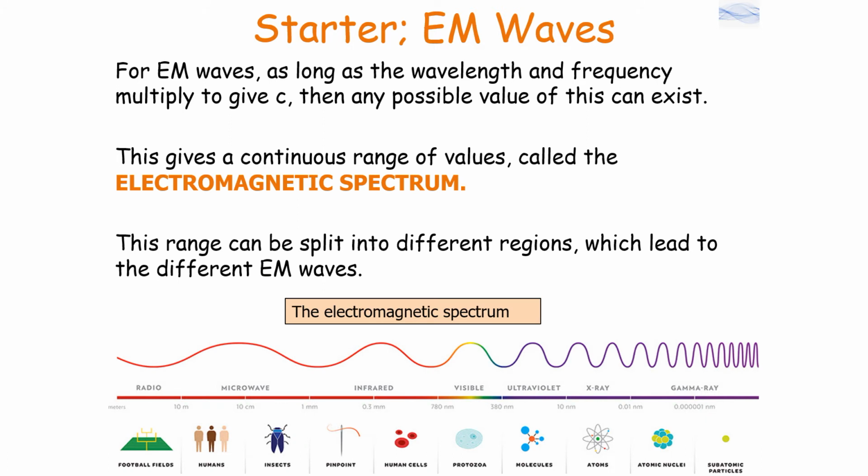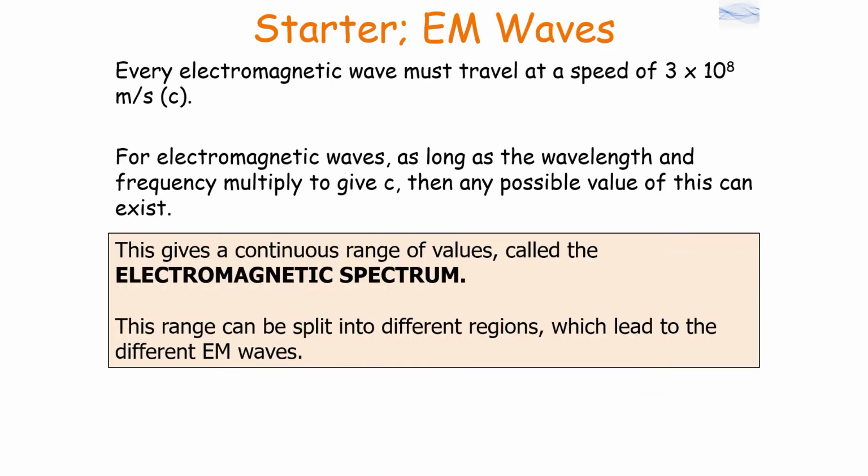To clarify, for all electromagnetic waves, as long as the wavelength and frequency multiply to give c, the wave speed, then any possible value can exist. This gives a continuous range of values called the electromagnetic spectrum. This range can be split into different regions which lead to the different electromagnetic waves.